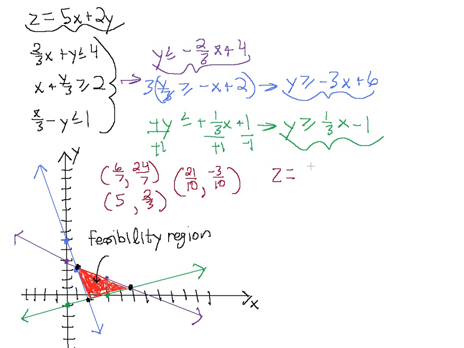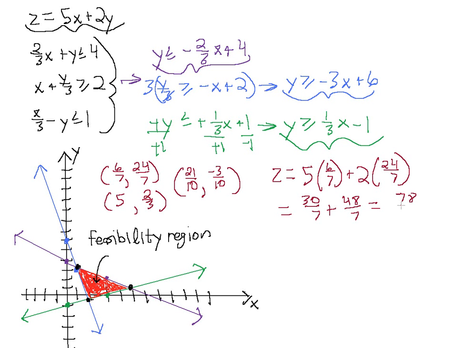So we have 5x, x is 6/7, plus 2y, y is 24/7. This will give us 30/7 plus 48/7, which will give us 78/7. Okay, so this one gives us 78/7, which is approximately 10.1. So this is our first one.